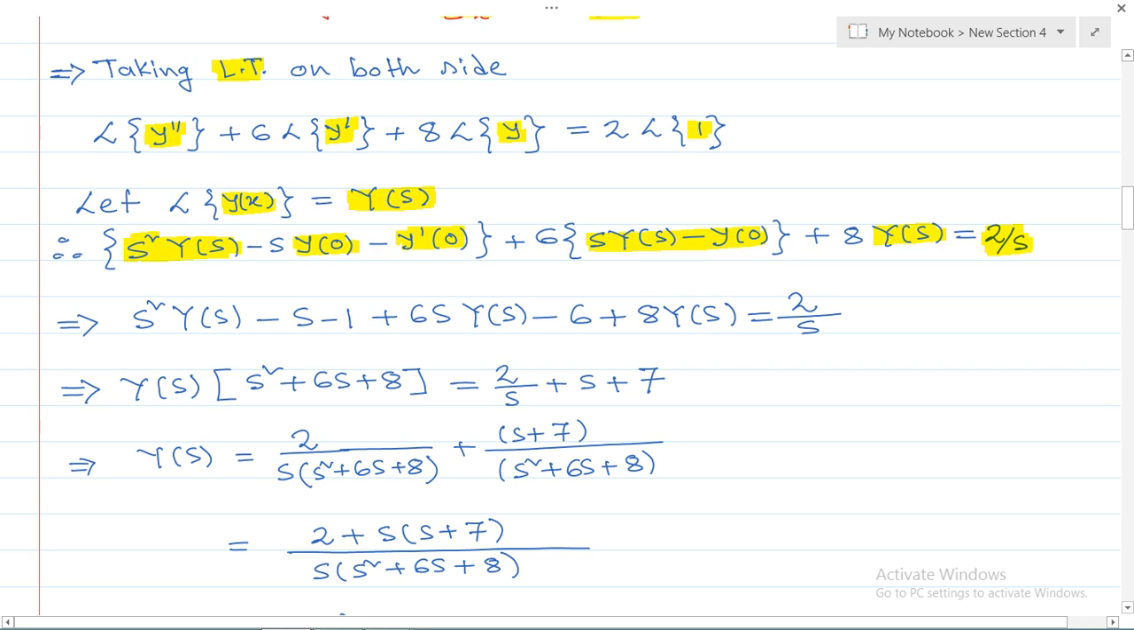Most of the time students make the mistake that they forget to do the Laplace transformation on the right hand side. So from the beginning the solution will become completely wrong. So be very careful while doing this kind of problem.